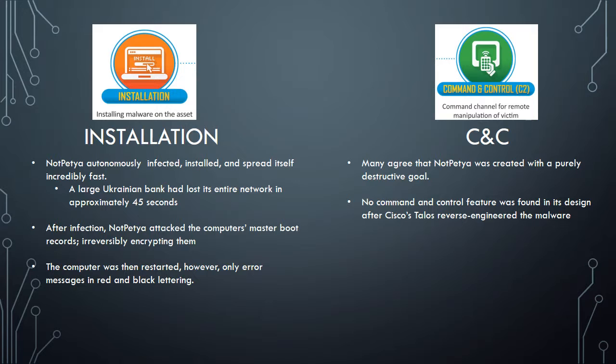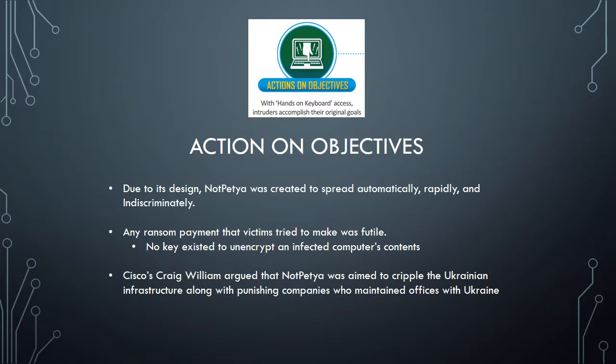The next step was command and control. Unfortunately, NotPetya was designed with no command and control. It was purely destructive, with no key to reverse its effects. And now we have action on objectives. Due to its design, NotPetya was created to spread automatically, rapidly, and indiscriminately, like I mentioned before. There was no ransom payment that could unencrypt the computer's contents, since, like I said, it was made purely for destruction purposes. The main purpose of this attack was to cripple the Ukrainian infrastructure, along with punishing companies who maintained offices in Ukraine.